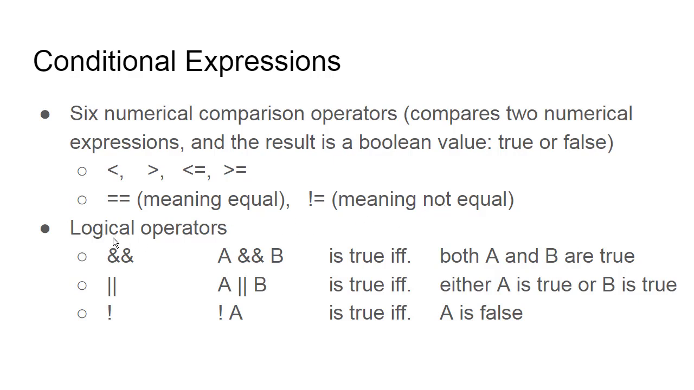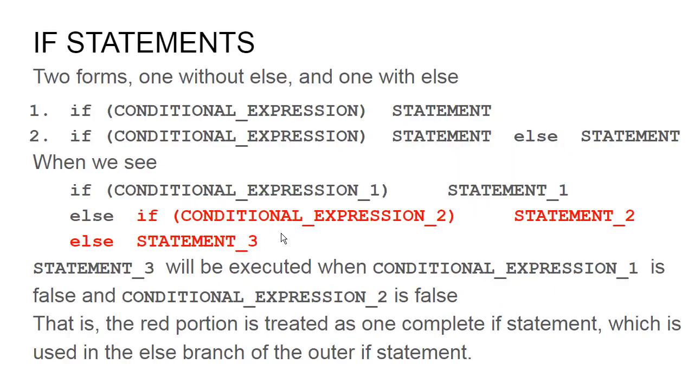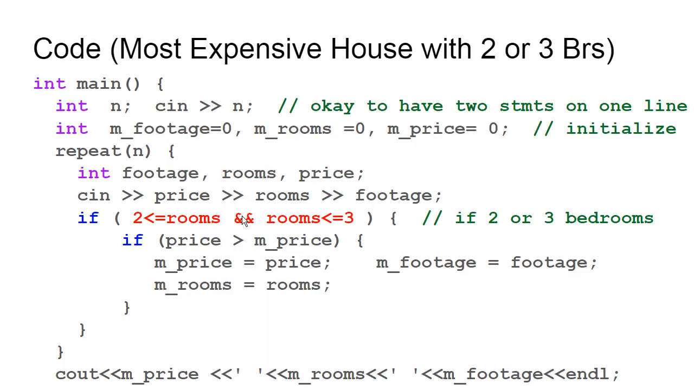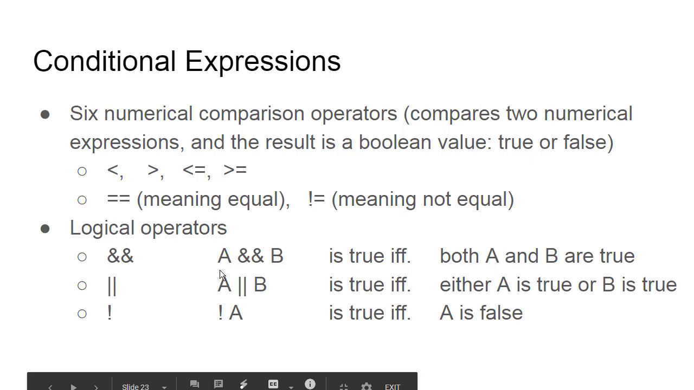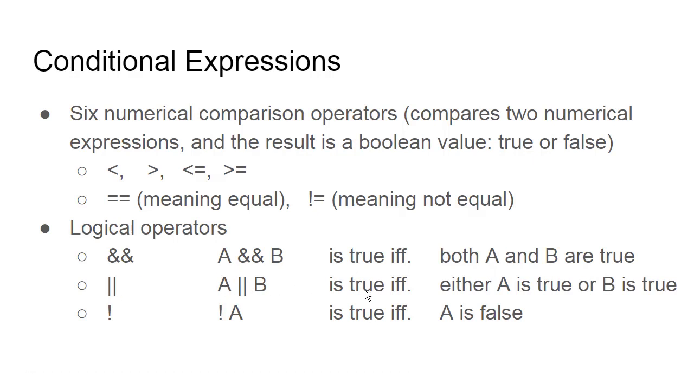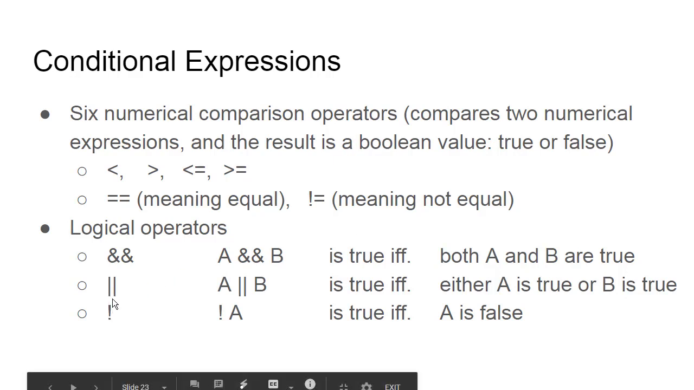And there are also logical operators that we use. For example, here in the code, we use the logical operator and. So both branches have to be true for this to be true. And there's also logical or, which is represented by 2 vertical bars. So A or B is true if either A is true or B is true. And then there's also the exclamation mark that represents not. So not A is true if and only if A is false.